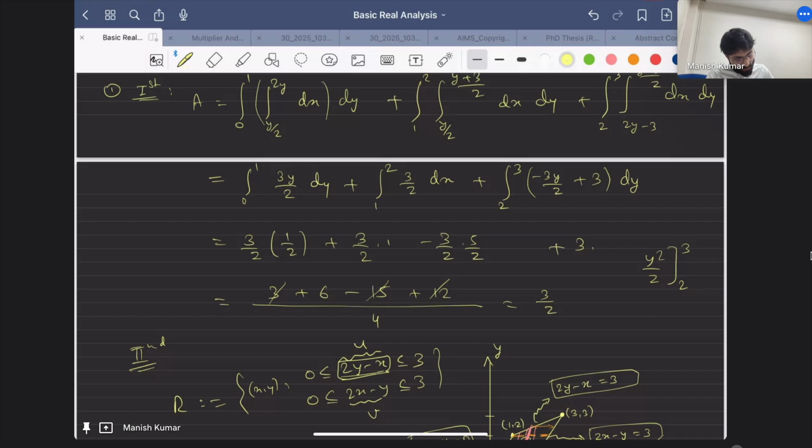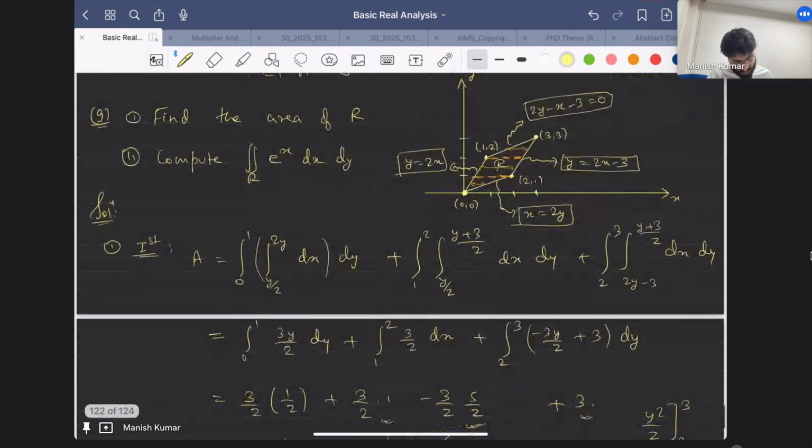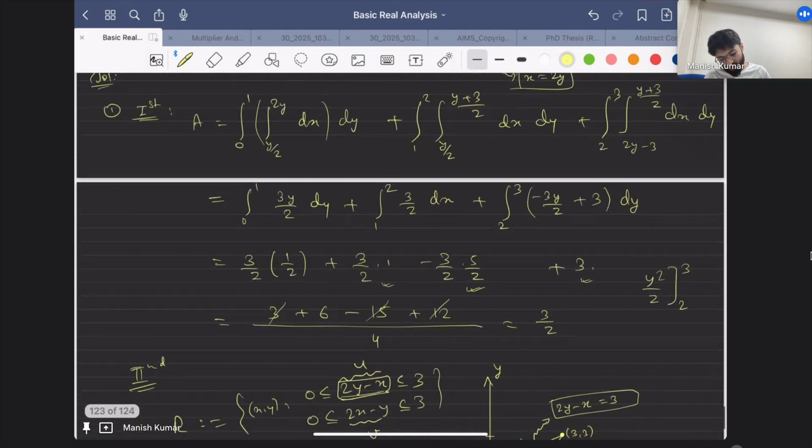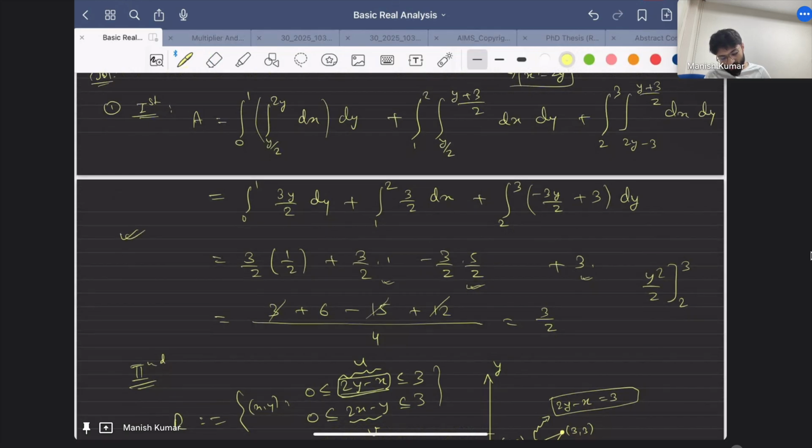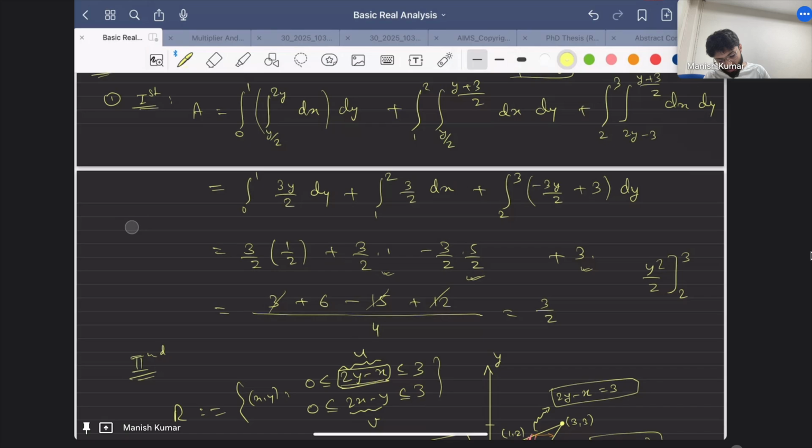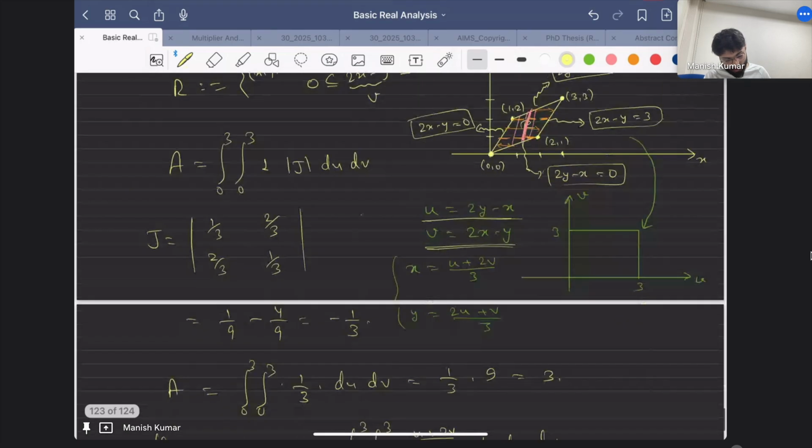This seems okay. Y square by 2, that will give me 1 by 2, 4, 3 plus 6 minus 15 plus 12, 6 by 4. Something I think I missed out. I don't know, so I'll check before uploading it. Either here something is wrong or in the next part. I'll check this one, because the answer should be the same. It should not be different.